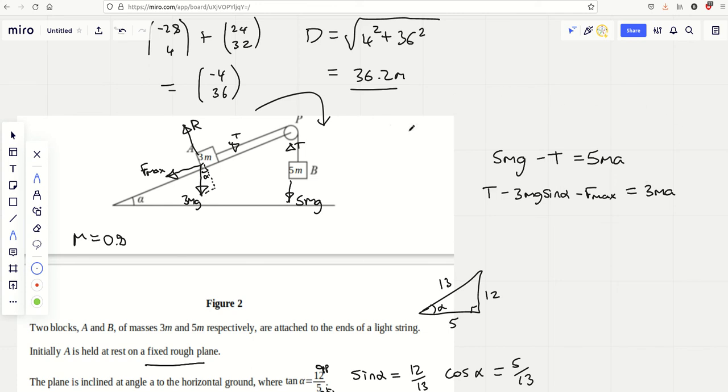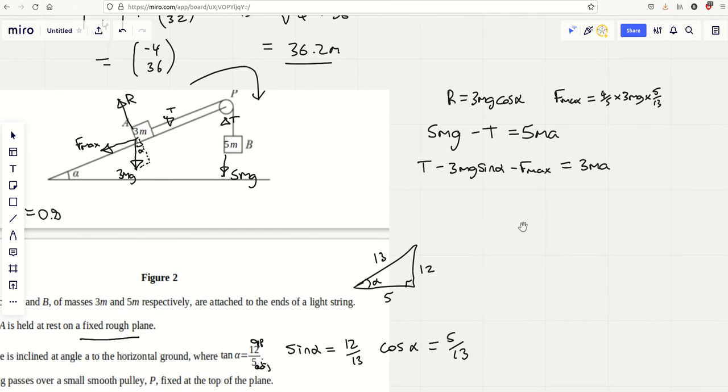Now, R is going to be 3 mg cos alpha, and F max is mu R, so 4/5 because it's 0.8, times by 3 mg cos alpha. Let's start writing down that as 3 mg times by 5/13. I'm trying to write down as much as possible before I've solved anything, because you'd be astonished to find out I've now got 6 marks, yeah, out of the 8.